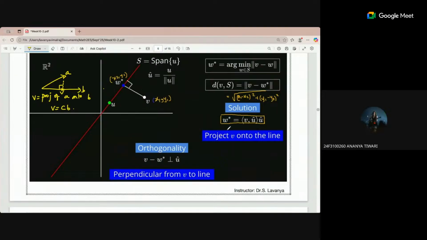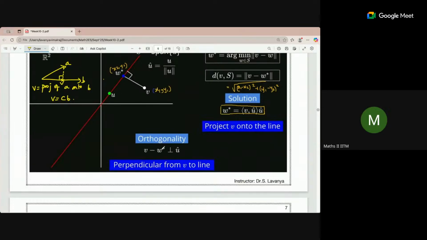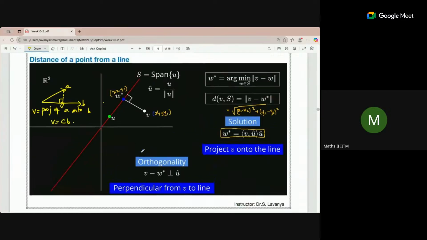Maybe here we are trying to find that orthogonal vector, right? Exactly, the vector which is orthogonal to this. Here you see that in fact v minus w star is orthogonal to u. So this vector is the orthogonal vector: v minus w star is orthogonal to this vector u. Fine.